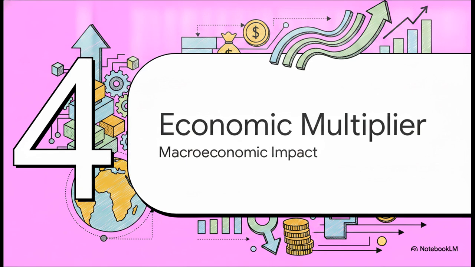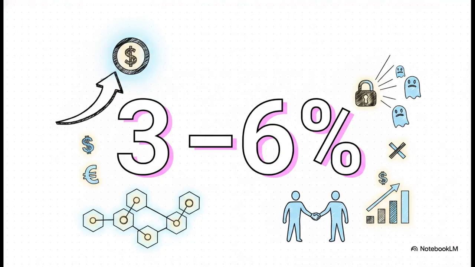Next up, Section 4, the economic multiplier effect. So why should macroeconomic capital allocators even care? Well, look at this number. According to global development studies, robust foundational identification systems can unlock between 3 to 6% of a nation's GDP value, simply by reducing administrative friction and corporate fraud. We're talking about completely eliminating ghost workers, duplicate identities, and synthetic fraud in public procurement. That is a massive injection of economic vitality just from upgrading the trust layer.